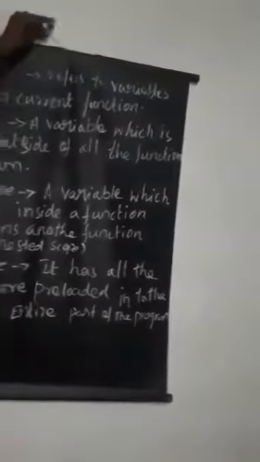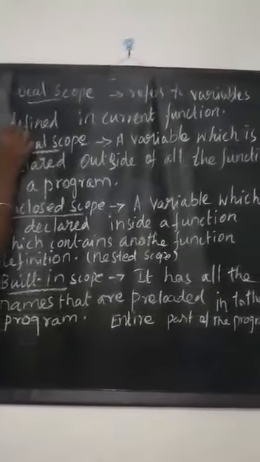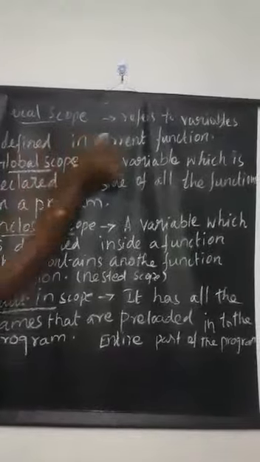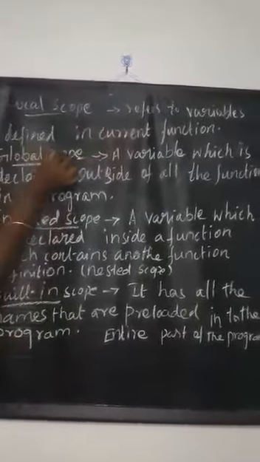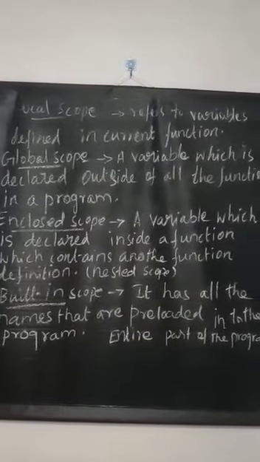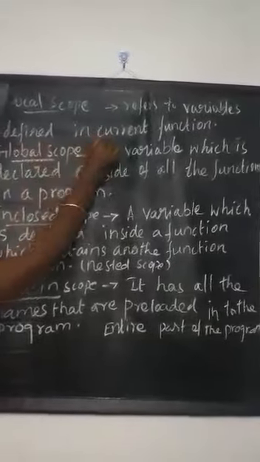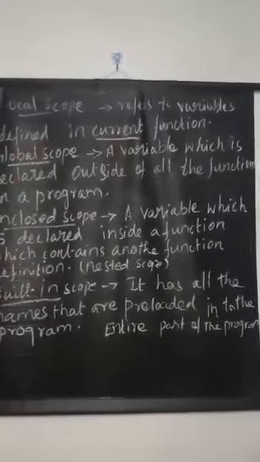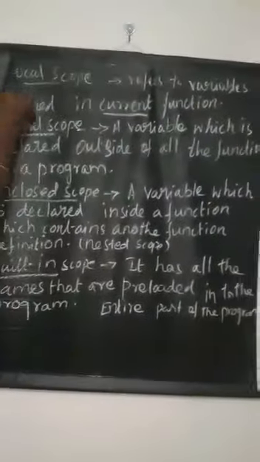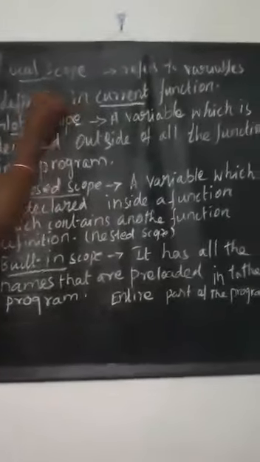Next topic. What is local scope? Local scope refers to the variable defined in the current function. That scope is defined only in a function, the current function. So, this one is a local scope.